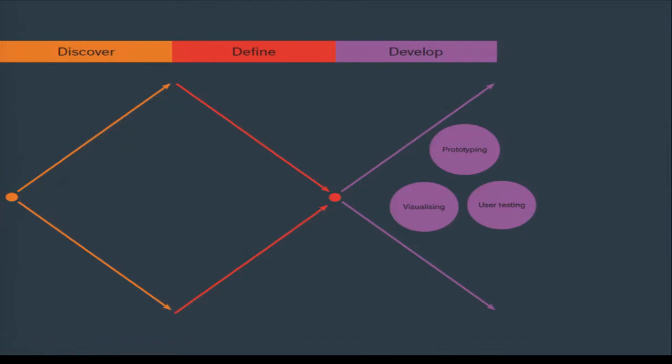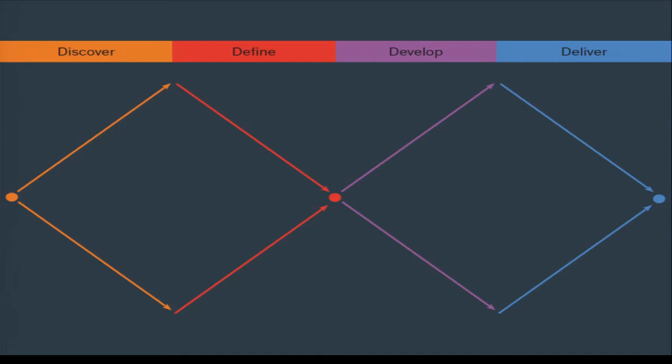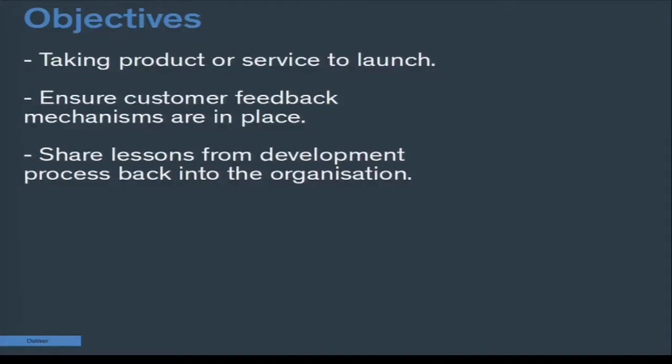So we've really developed our solutions, and our ideas have taken shape and gone through numerous iterations. And now we're ready to finalize our designs, which brings us to the deliver stage. So in this stage, we needed to take the product or service to launch. We also needed to ensure customer feedback and that mechanisms were in place, and share lessons from our development process back to the organization, so back to the Department of Health, the Design Council, as well as the partner trusts.